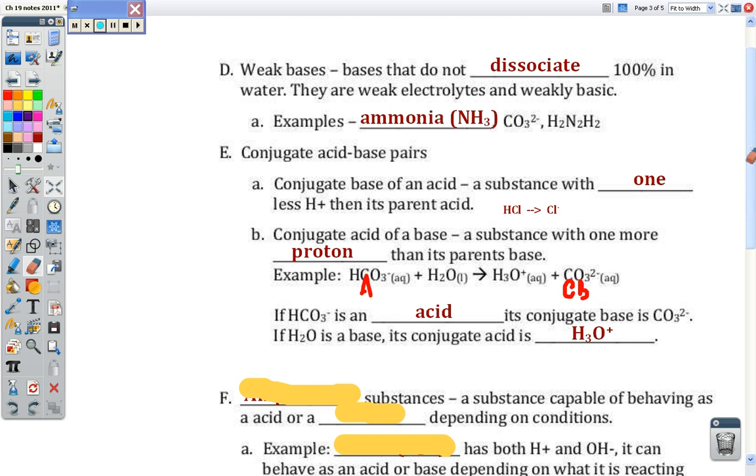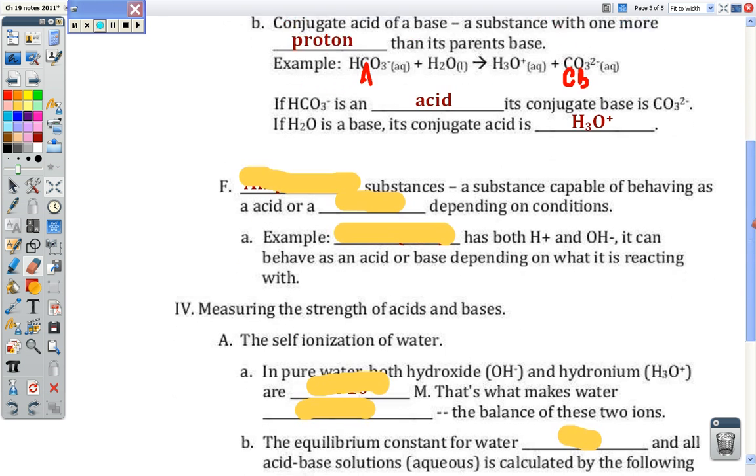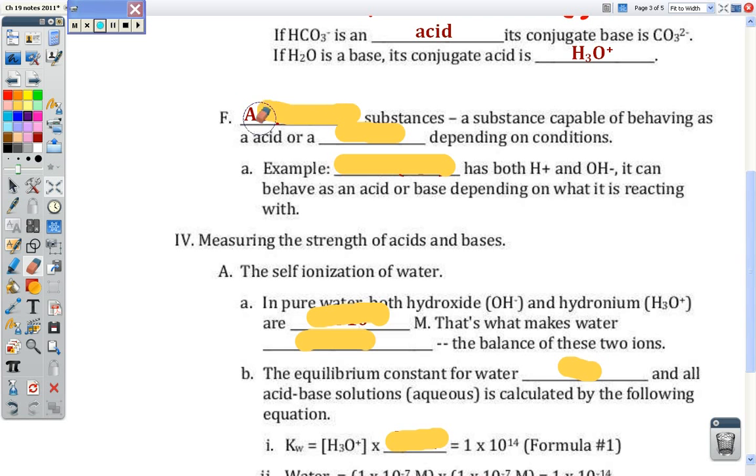Okay, and this introduces an interesting property here, called amphoterism. An amphoteric substance is a substance that is capable of behaving as an acid or a base, depending on its conditions. So, for example, water, H2O, has both hydrogen ion and hydroxide ion. So it can behave as either an acid or a base, depending on what it's reacting with.